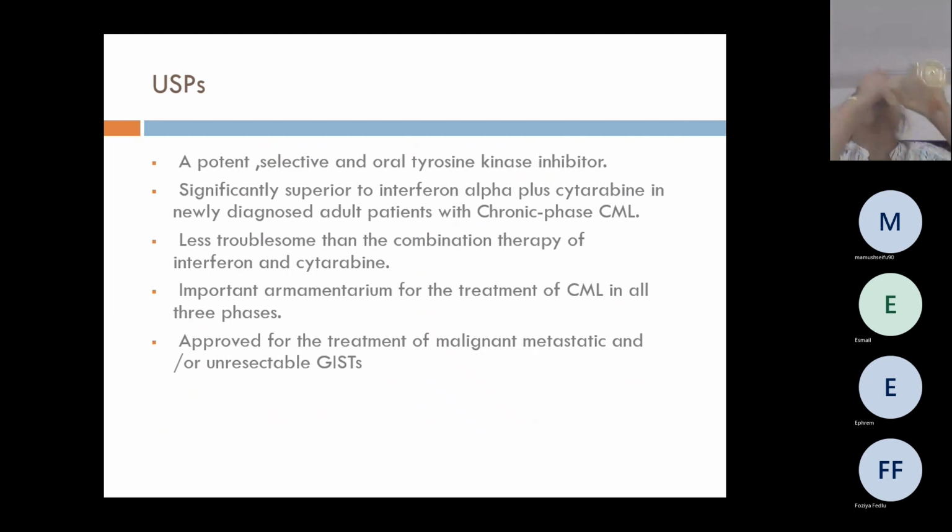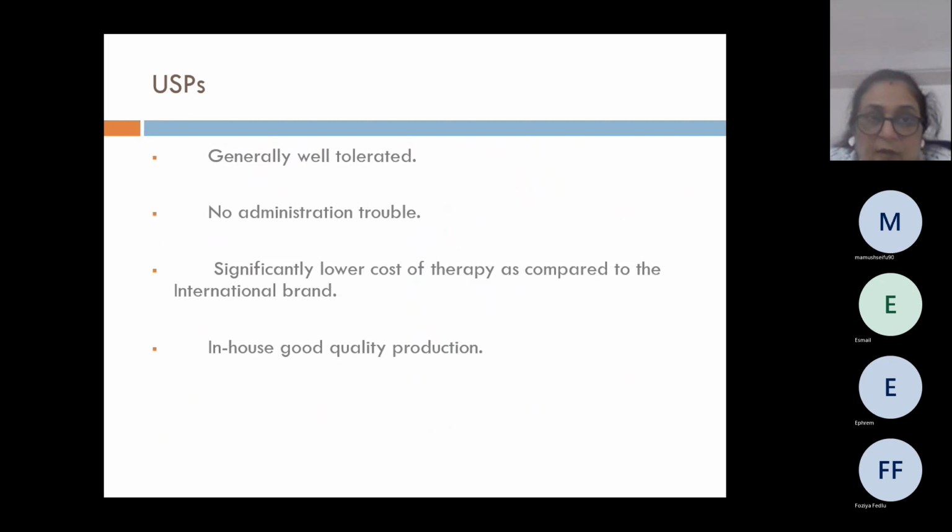We saw that it can be given in GIST after surgery, and that is in the adjuvant setting, and it can also be given in GIST in the metastatic stage if the disease has spread, and also the patients where surgery is not possible, unresectable GIST, there also imatinib can be given. So these are all the approved indications and the USPs of imatinib.